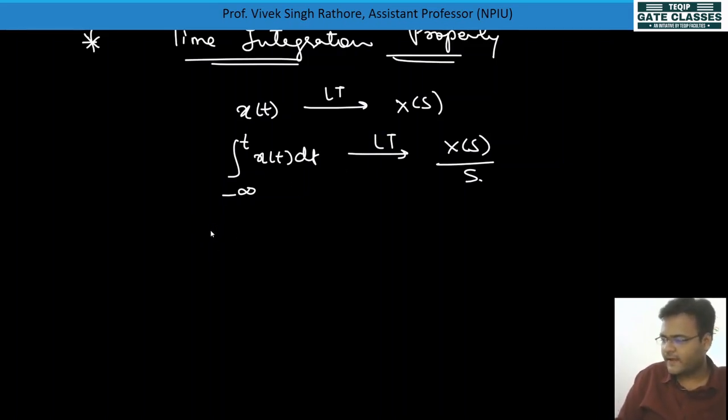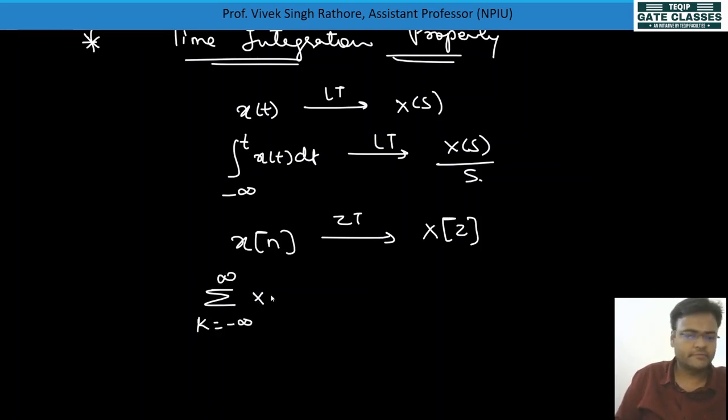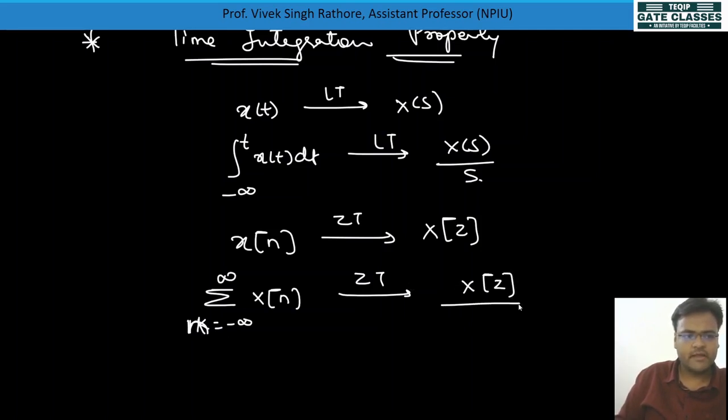Now we'll see, if the Z transform of x of n is x of z, and we integrate it, summing x of n from n equal to minus infinity to infinity, and take the Z transform, what we get is x of z by 1 minus z inverse.